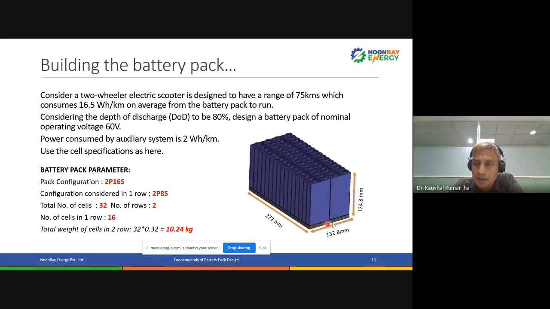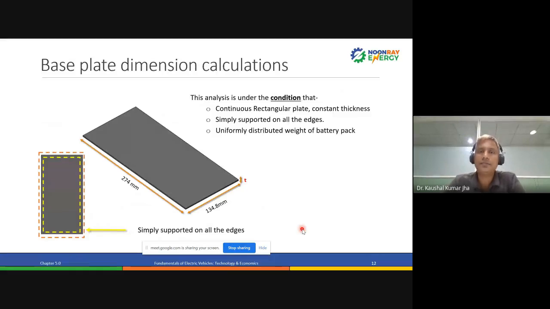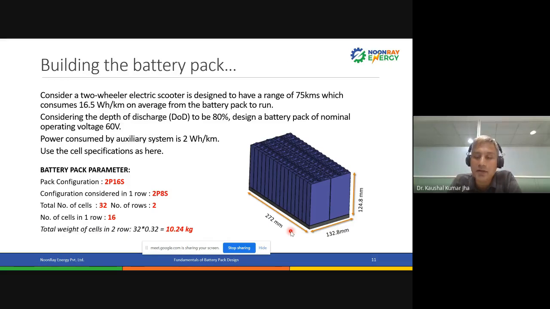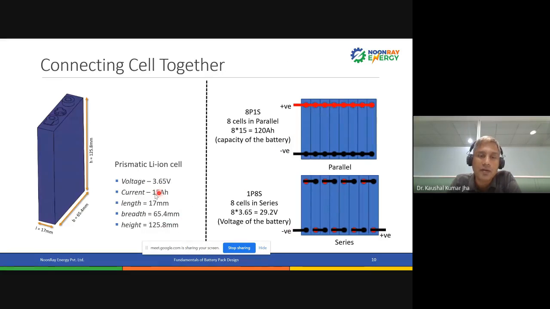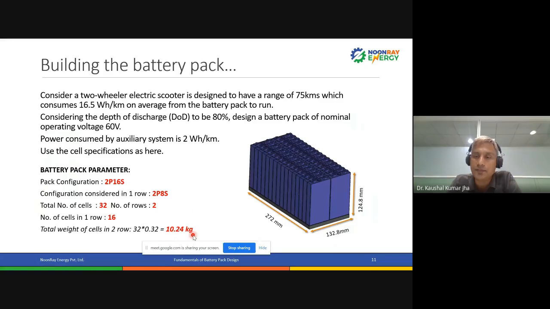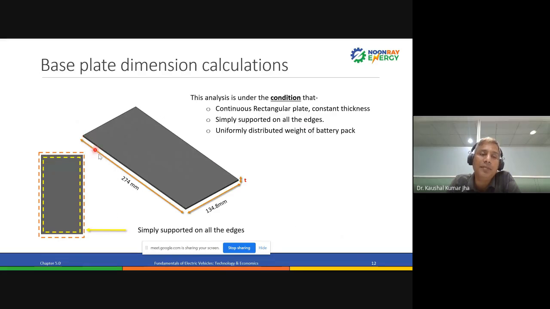You can see here, this is the base plate. How do we calculate what the base plate dimension should be? We provide 1 or 2 mm tolerance on all the sides. These dimensions also we have got from the length, breadth, and height of the cells, and then we provide some tolerances. What we have found is it's supposed to be 272 mm long, 133 mm in width, and 124.8 mm in height. So what is my base plate? 274 mm by 134.8 mm. That has to be there.